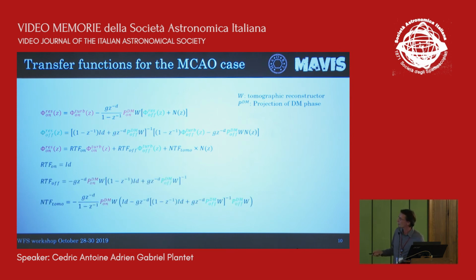easier to express. Well, not that easy. And you just have the identity on the on-axis RTF, which is quite funny, I find. And these expressions are not so important. It's just to say that we can have an analytical expression of the residual after the AO loop. So yeah, you can derive the covariance matrix from that.